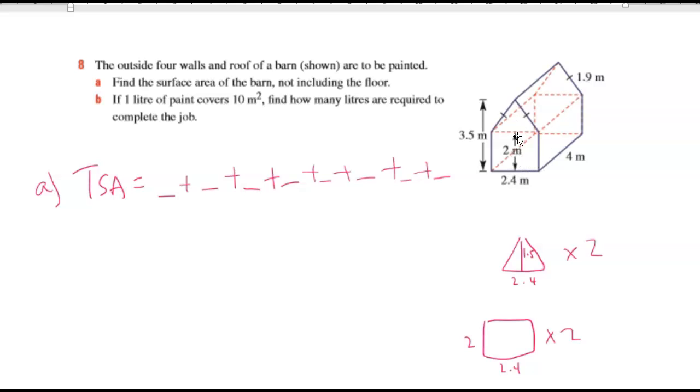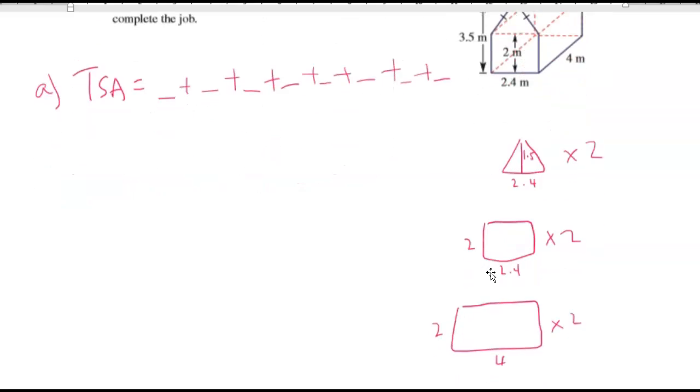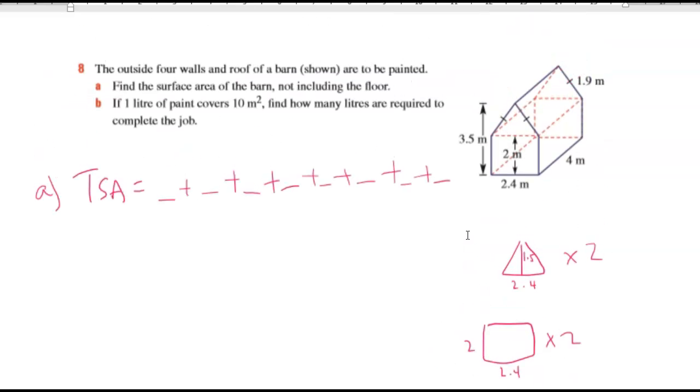So we've got 1, 2, 3, 4, 5, 6, 7, 8. 1, 2, 3, 4, 5, 6, 7, 8. Good. Everything is accounted for. So then you would just go through and do those calculations. All right, I'm going to switch to B now. Now, 1 litre of paint covers 10 metres squared. So whatever your total surface area is, you just divide it by 10. Okay? Good job.